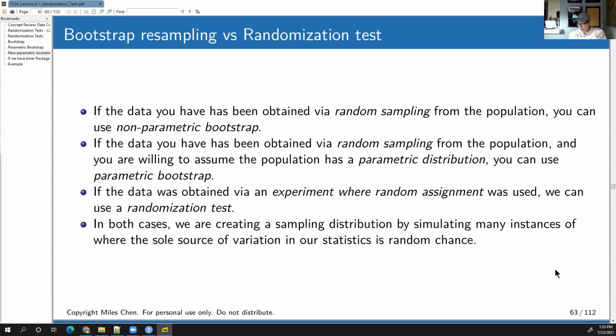All right, and so in all of these cases, we're going to create a sampling distribution by simulating many instances of a sample, okay, where the source of variation is just random chance, either random sampling or random assignment. We're going to simulate that using the computer.